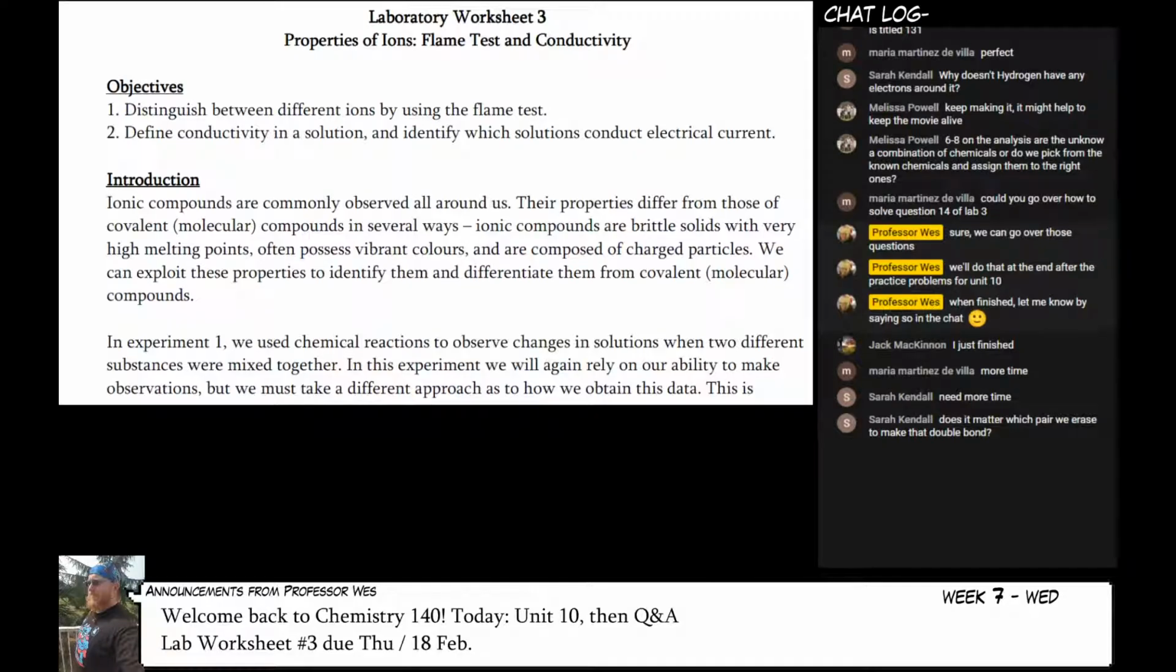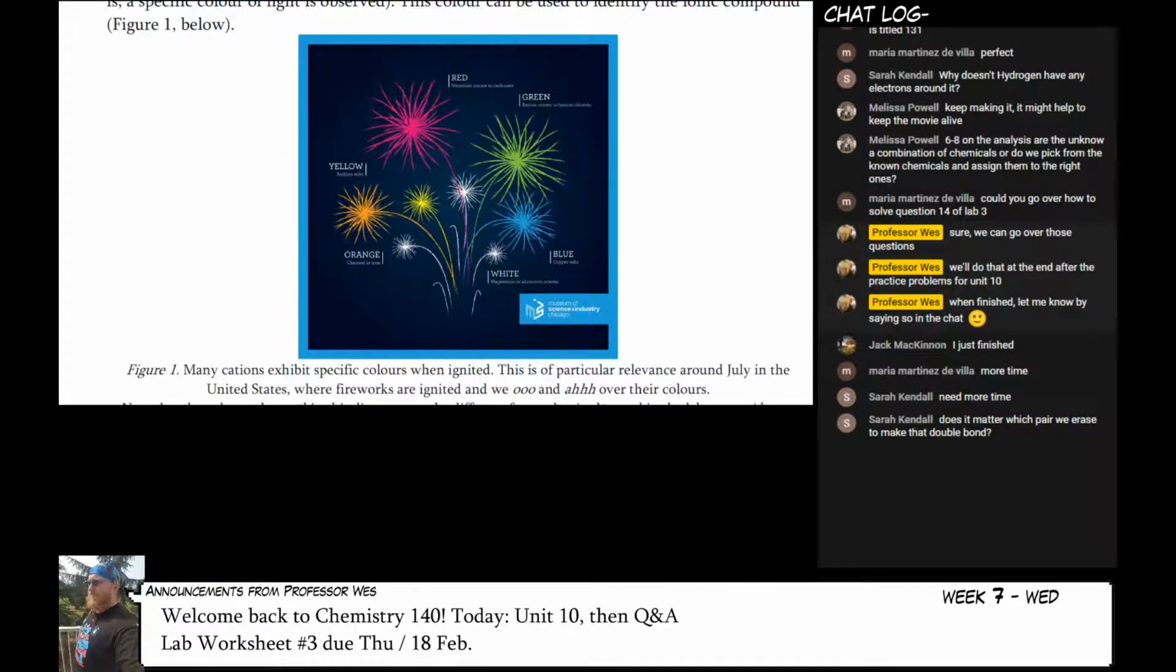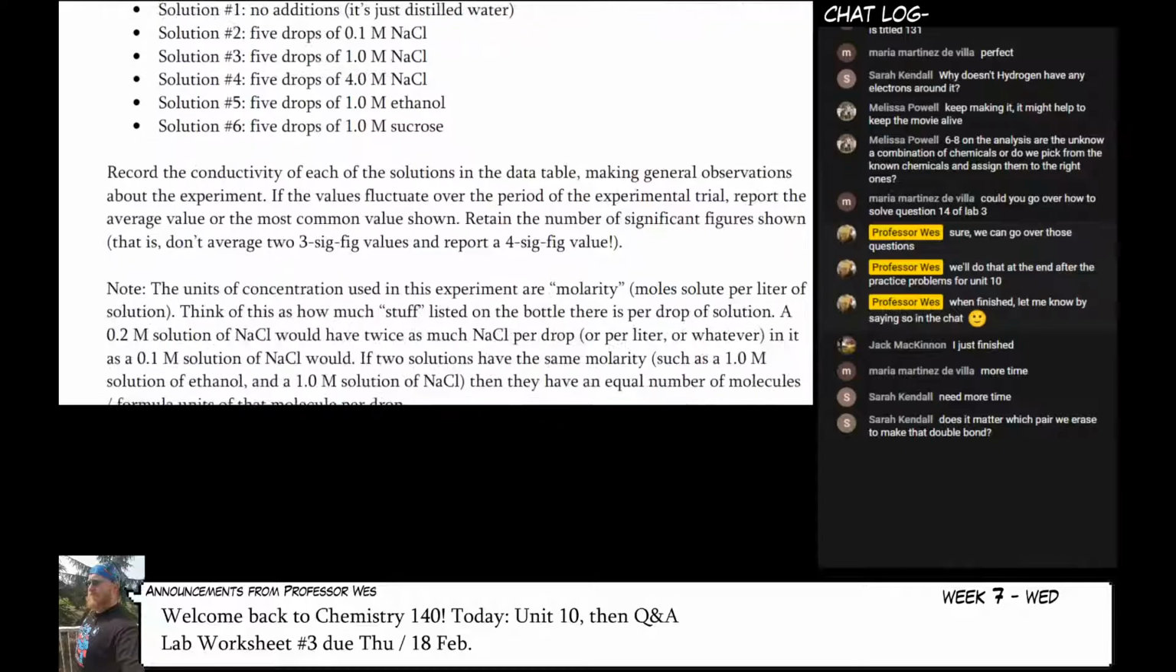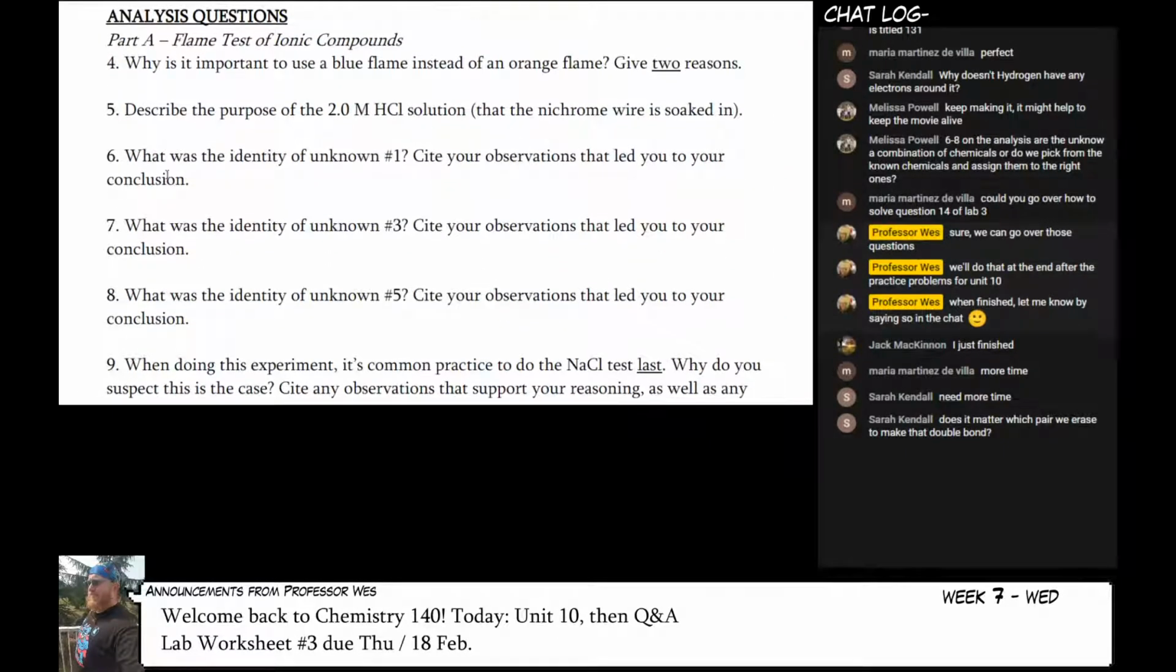So let's see here. 6 through 8 on the analysis of the unknowns. So let's go find that. So what you're going to do is, in the video, Samita shows you all of the known chemicals, and you record your colors. Then in the video, Samita shows you 3 unknowns, and they're numbered number 1, number 3, and number 5. Unknowns number 1, 3, and 5 are something that you have seen before in the known chemicals.